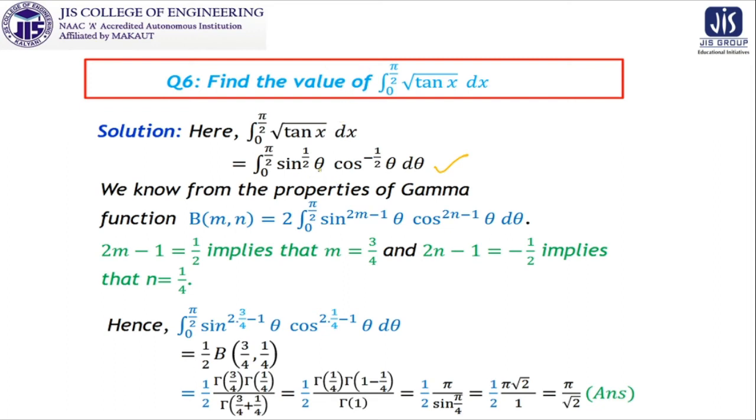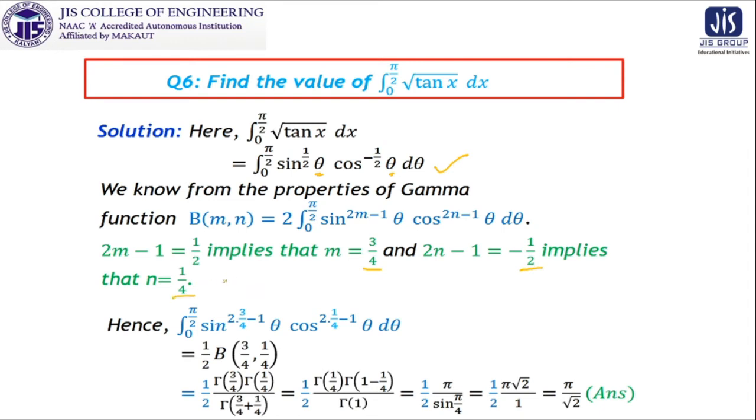Just this x is replaced by theta. It is not at all an issue, because it is under definite integration, so this x, this theta, everything will be the same. Now our job is to extract the value of m if I want to write it as 2m minus 1, and the value of n if we want to write it as minus half. So m is coming as 3 by 4 and n is coming as 1 by 4.